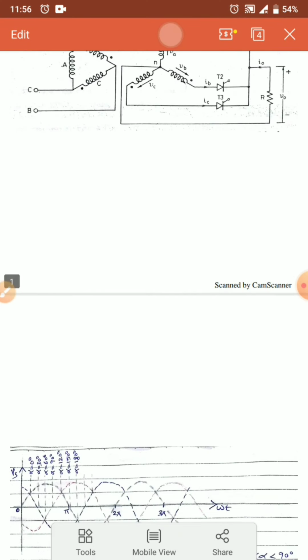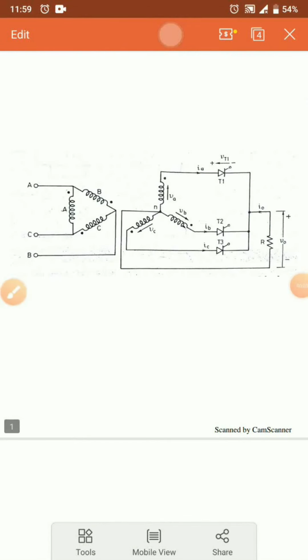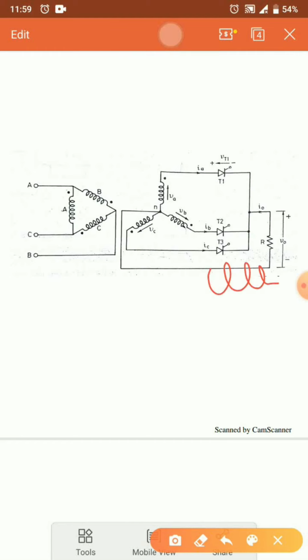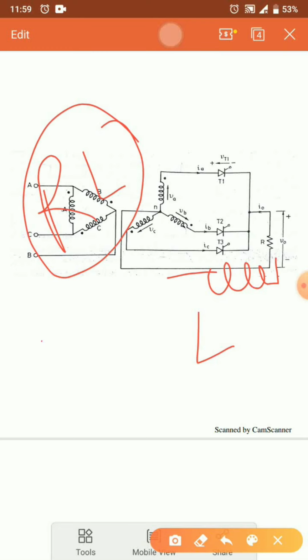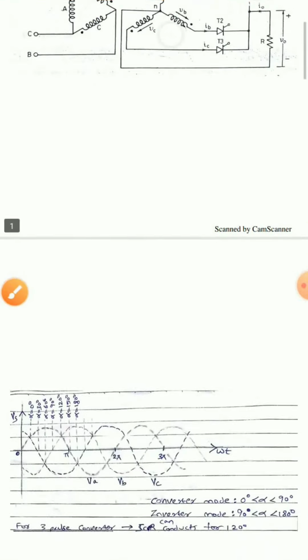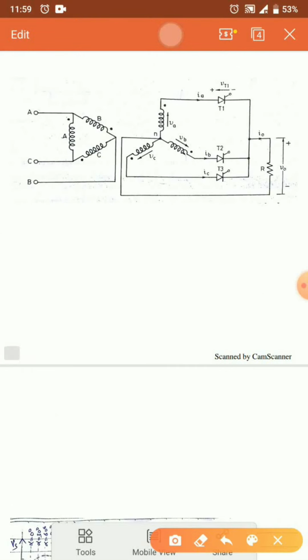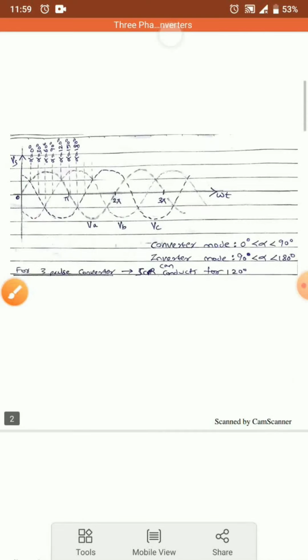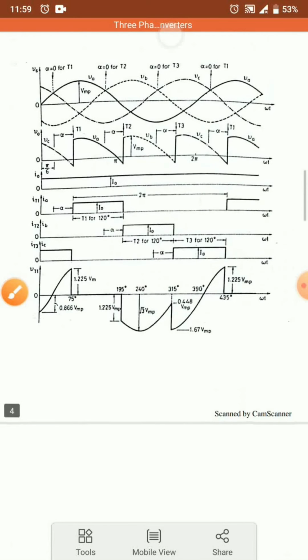Now if we are having an RL load, this is the same circuit diagram that we have, but only a small change will be there. With R in series, an inductor L will be connected. As already discussed, for an RL load, the current will lag the voltage. This is clearly discussed in the previous lectures. Now let us move forward. The circuit diagram will be very similar, only the load will become RL. Now based on this, let us look at the waveforms that we will be getting.